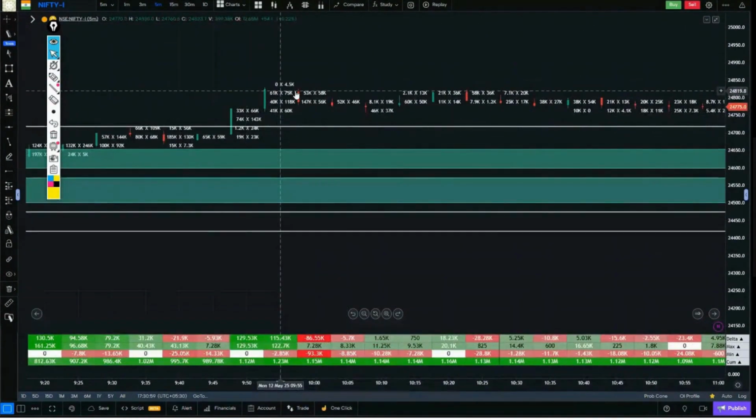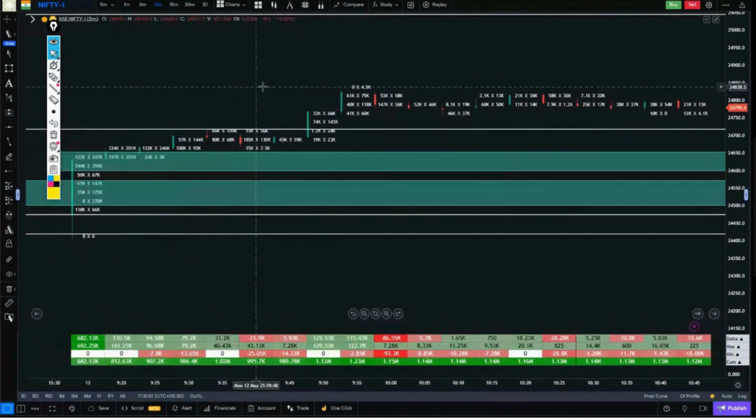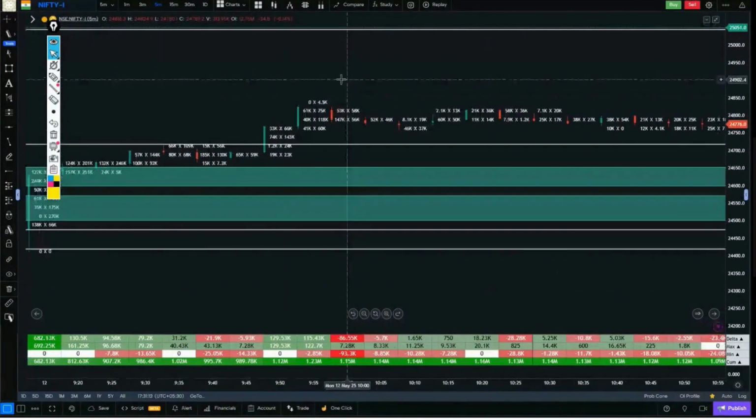And then there was an upside movement. Buyers entered. In the first three candles, the price went up. This confirmed that there was no buying absorption anywhere. There was a pullback and the price went up.